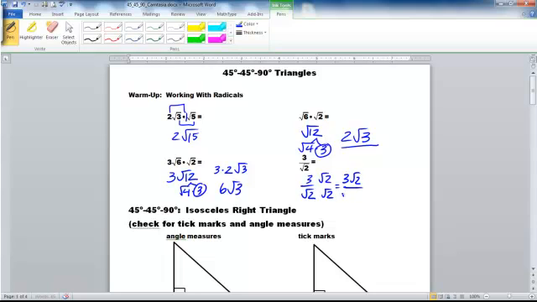Now here's the long way. That gives us root 4, but what is the square root of 4? 2. What we're hoping is that throughout this unit you start picking up on 3 over root 2 is 3 root 2 over 2. So if I had 5 over root 2, we can make the leap and just go 5 root 2 over 2 without having to do all of that algebra right there.